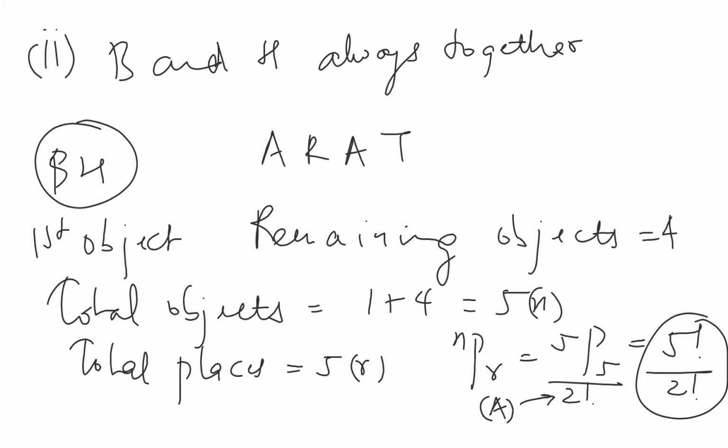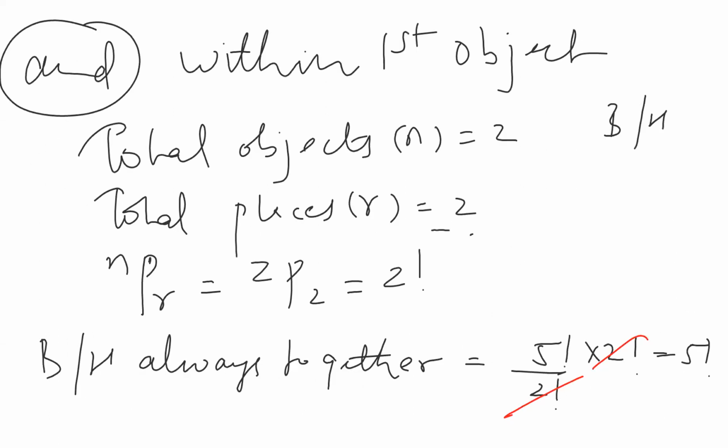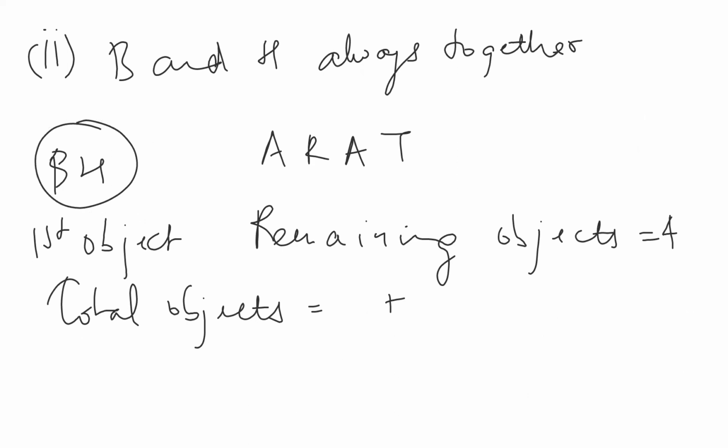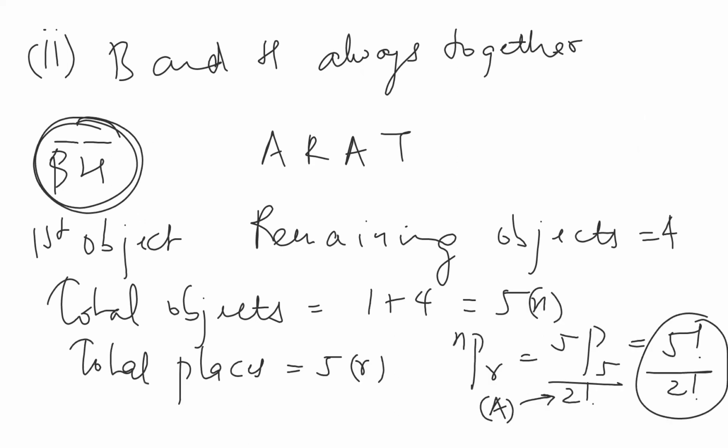For 5 objects, we require 5 places to arrange, so 5P5. In Bharat there are 6 places, but I'm not considering the internal 2 places over here. Why are we taking this 2 factorial down? Because there are 2 A's over here. So the total number of arrangements will be 5 factorial upon 2 factorial for these 5 objects.